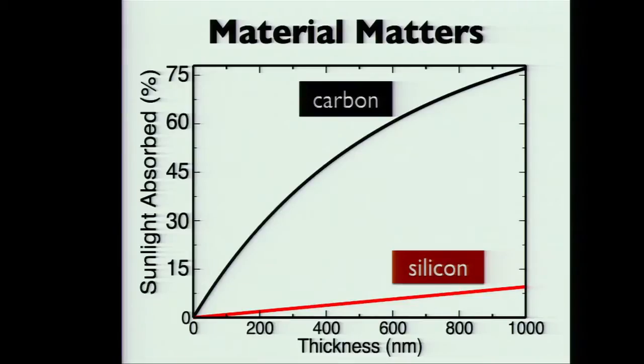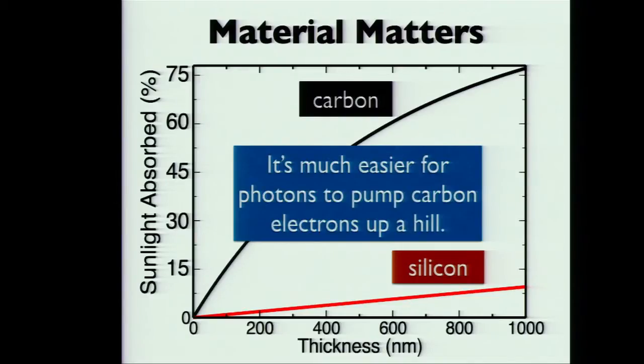At a micron thick device, you're only getting about 7% or so of the sun's energy. Those are terrible pumps, right? Those are terrible pumps of taking light and pumping electrons. But if you look at carbon, it's much better. So if you take carbon, you look at how well it pumps, it's much easier for a photon coming from the sun to pump electrons from carbon up than it is silicon, right?